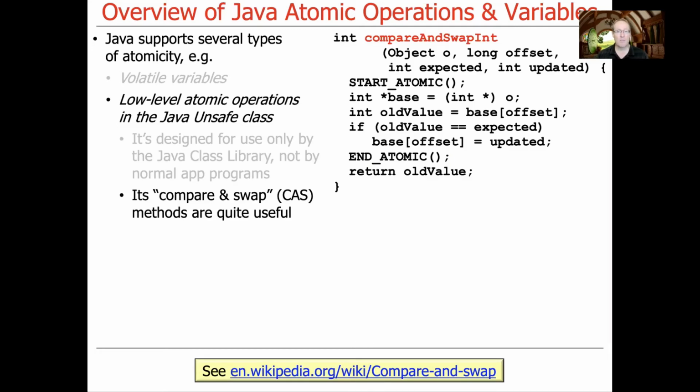The most important methods that are in Java unsafe for the purposes of the atomic discussions that we're having here are the so-called compare and swap methods, or CAS, as it's often known.